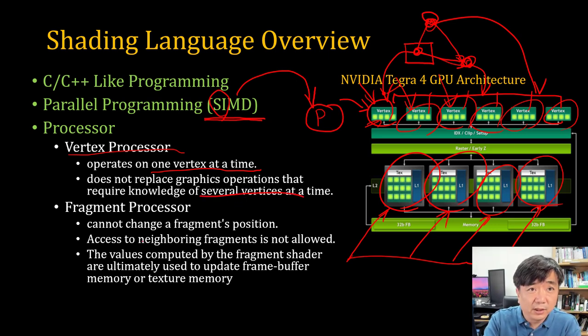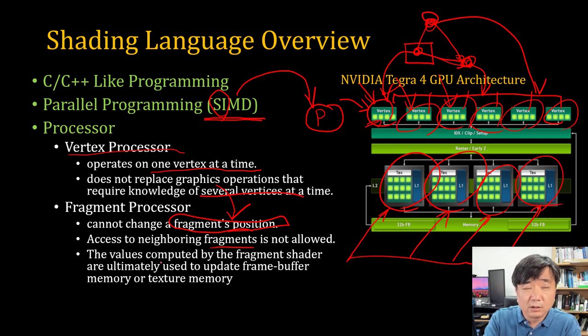And the fragment shader cannot change the fragment position. The fragment position is decided by the vertex shader. It is not possible to access a neighboring fragment or other fragments. It's not possible and it's not allowed.